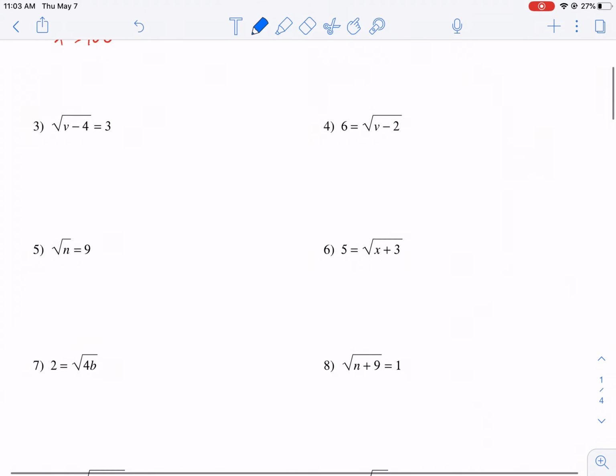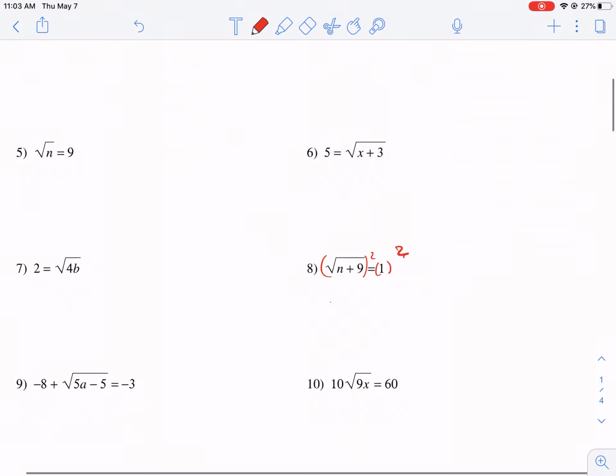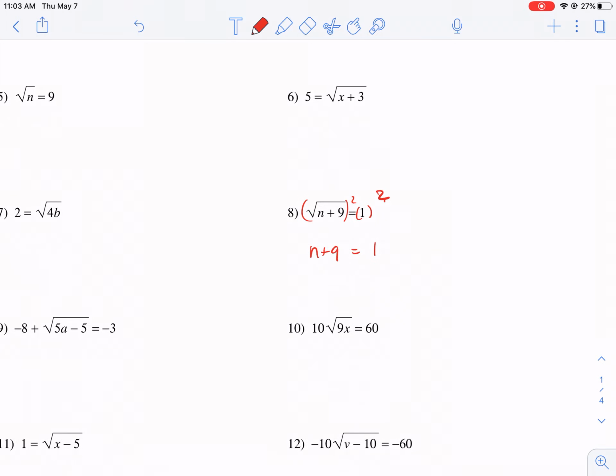Let's skip down to number 8. So we can square both sides again. Okay, sorry, that's a 2. When we square it, it undoes the square root, and now we just have a simple one-step equation. We subtract 9 from both sides, and we get n equals -8.